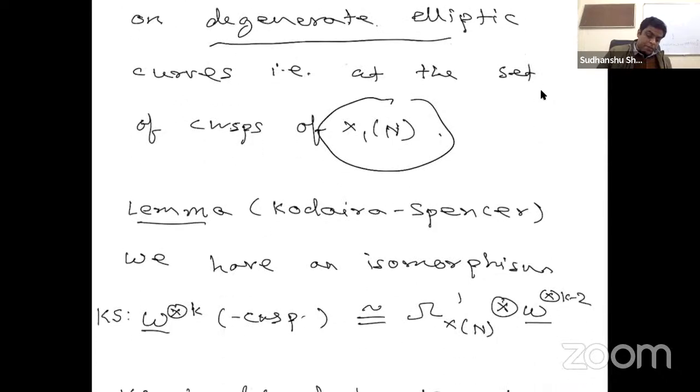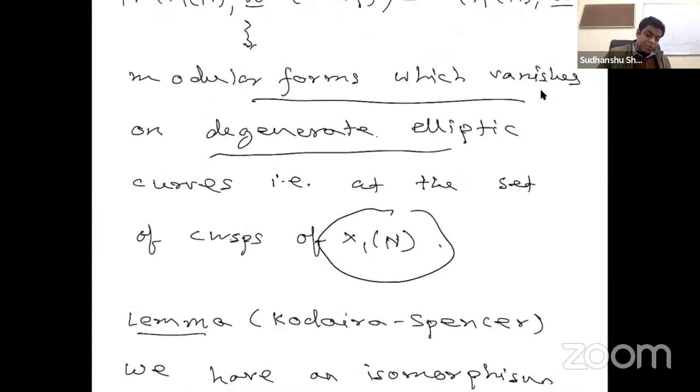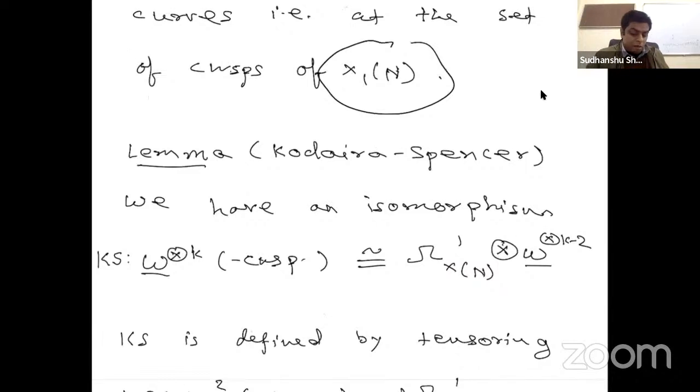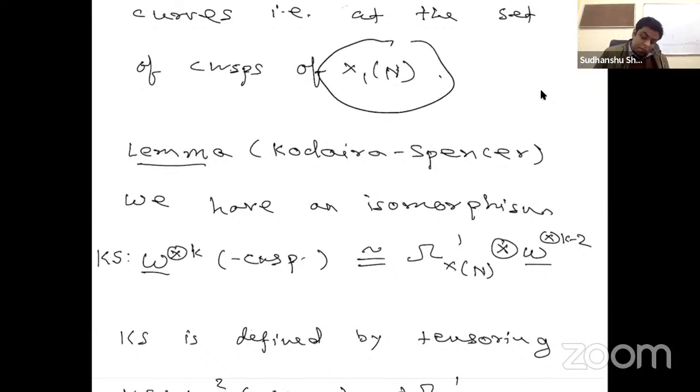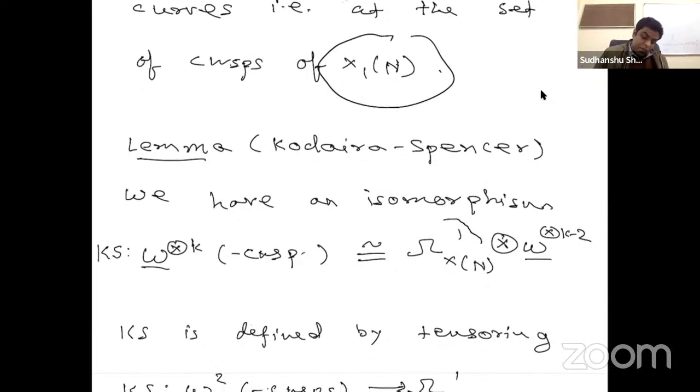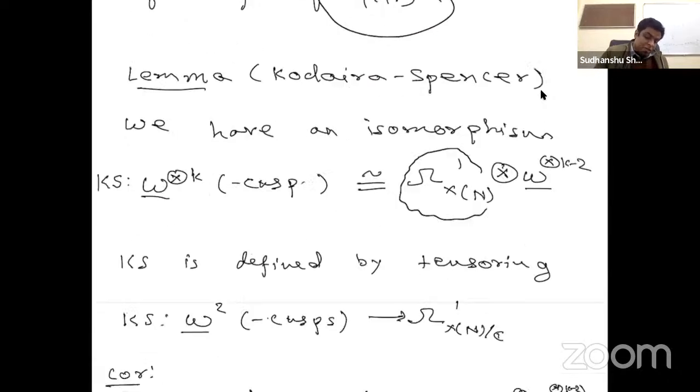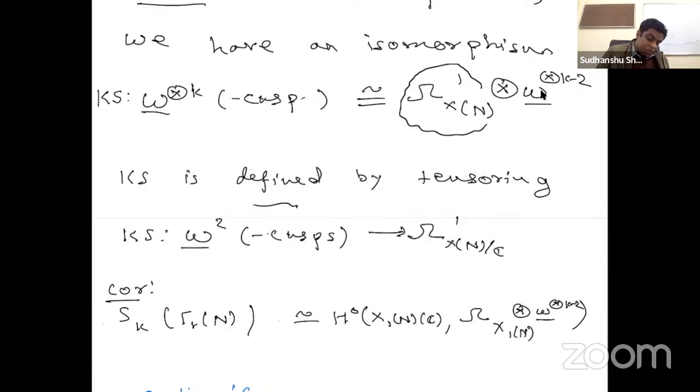And here is another description of forms using what is called the Kodaira-Spencer isomorphism. So you have this sheaf of differentials, omega 1 on Gamma_1(N), and you tensor it by omega. This isomorphism is first proved for omega to the power 2 with omega on X_1(N) over C, and then one tensors it with omega to the power k minus 2.